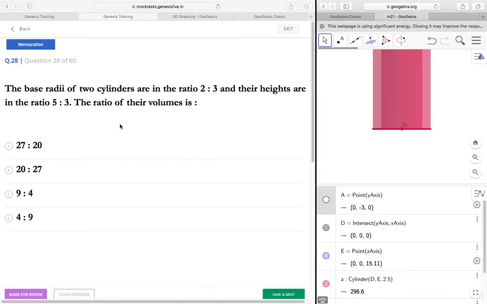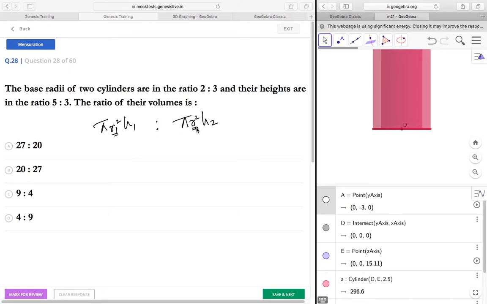The base radii of two cylinders are in the ratio 2:3 and their heights are in the ratio 5:3. The ratio of their volumes. Volume of a cylinder is given by pi r square into h. So let me call it as pi r1 square into h1, and then pi r2 square into h2. So we have to find the ratio of this.